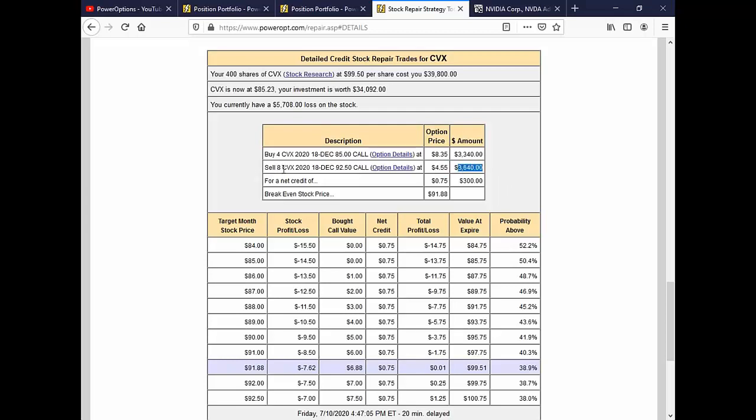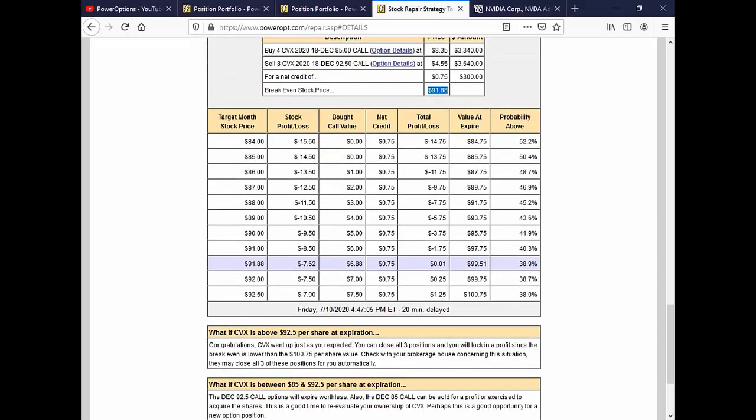Buying four and selling eight is a ratio spread, Robert, where four of those calls would be naked, but you own 400 shares of stock. So what you have now is a covered call with an average cost basis of $99.50, selling a 92 and a half call combined with a bull call debit spread at the 85 strike and the 92.50 strike, a 7.5 point spread, that you received a credit of $300. And now your break even is at 91.88.